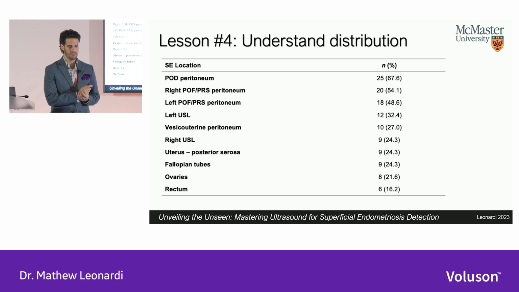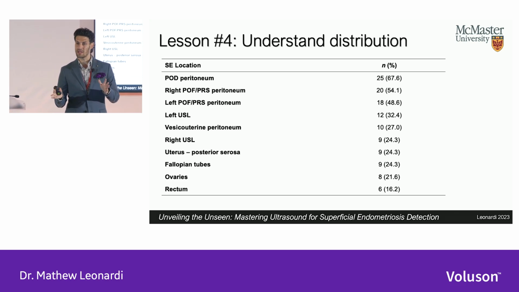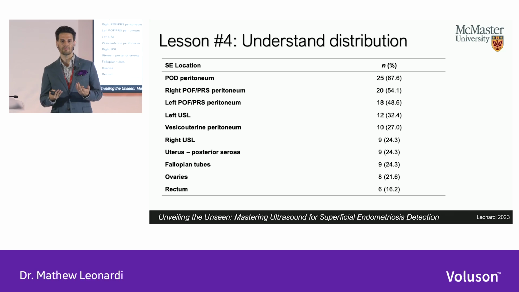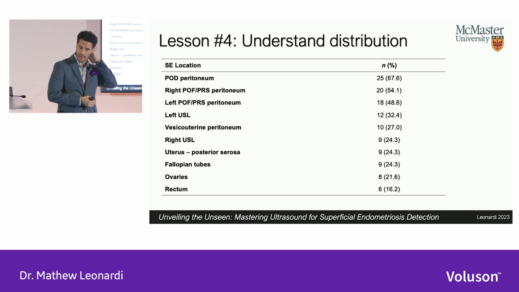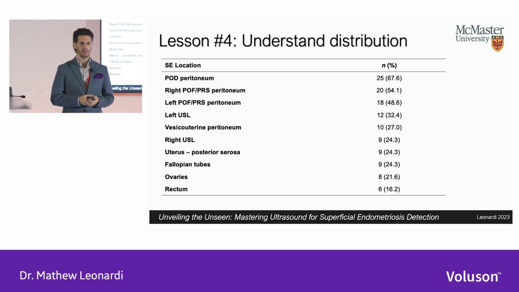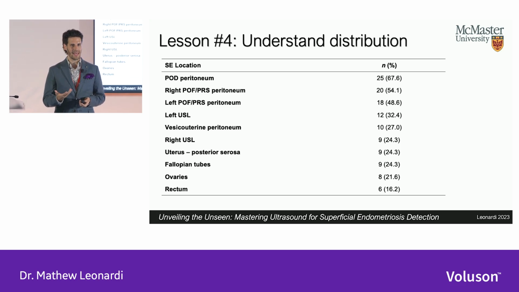Lesson number 4 is to understand that distribution. So I did say earlier that everybody's going to have a different appearance of superficial endometriosis on ultrasound and laparoscopically, but actually there are some patterns. If some of you were in the oral communication session earlier, you saw the presentation that I gave of one of my fellows on the distribution of deep endometriosis, because there are patterns of disease. Even though it's variable, it does behave similarly in people.